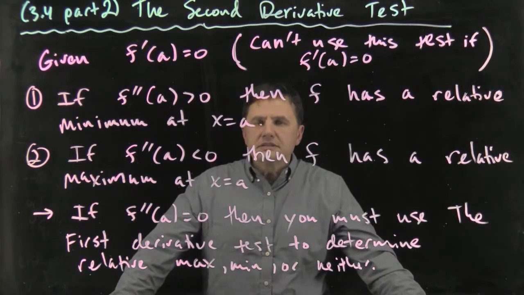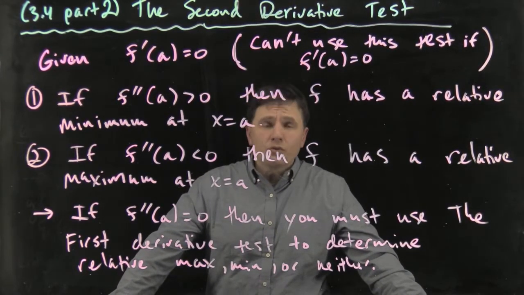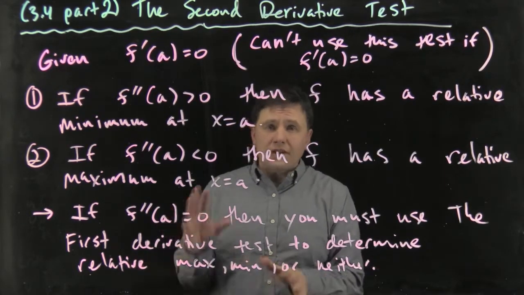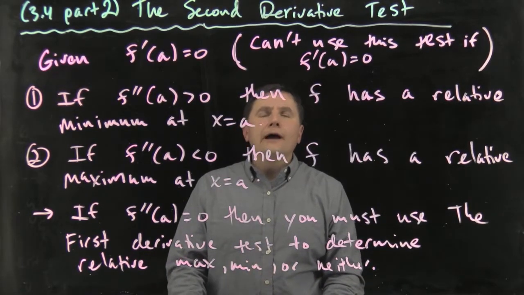Okay, this is section 3.4, part 2. This is the second derivative test. This is a test for whether we have a relative max or relative min.